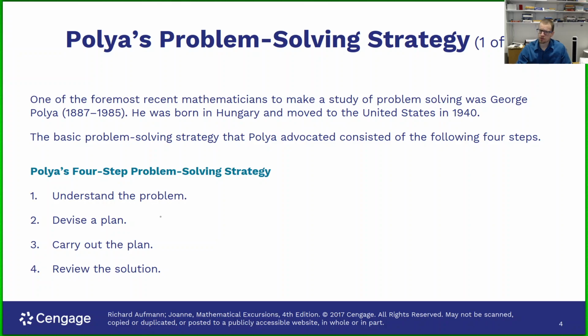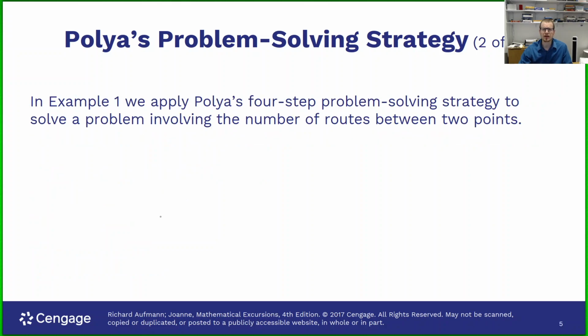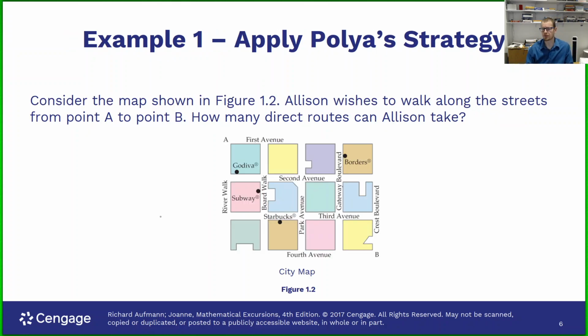All right, so we're going to take a look at a process that we should be able to discuss a little bit further later on, potentially anyway, when we talk about graph theory. Anyway, so what we want to do is apply our four-step process. So consider the map shown here. Allison wishes to walk along the streets from point A to point B. How many direct routes can Allison take?